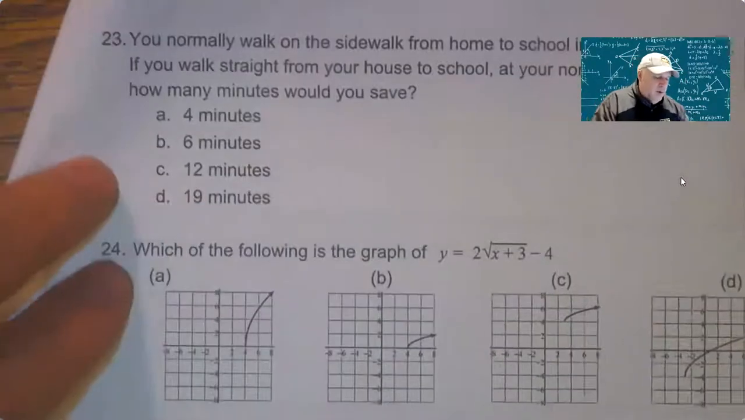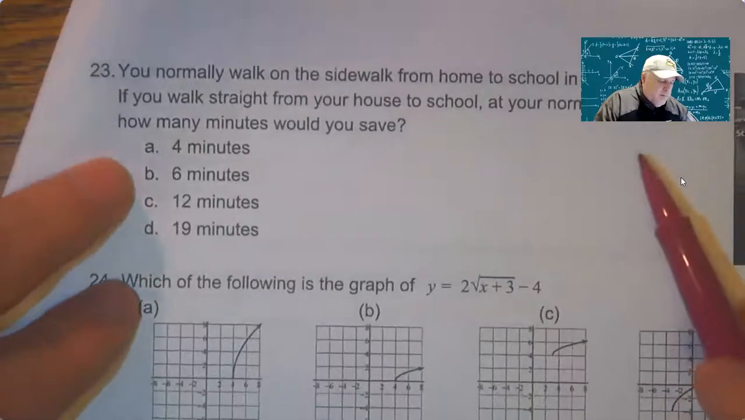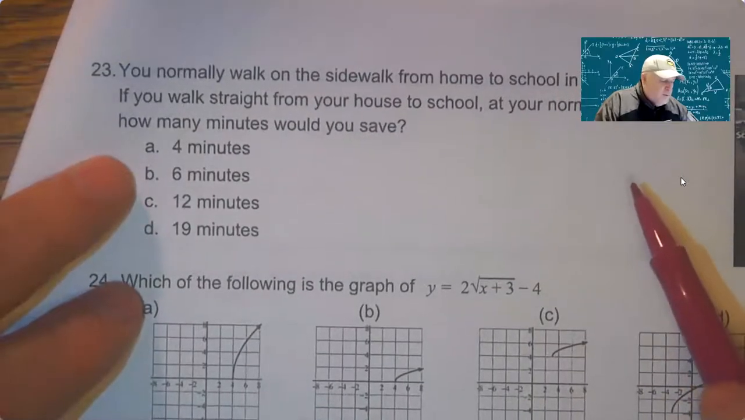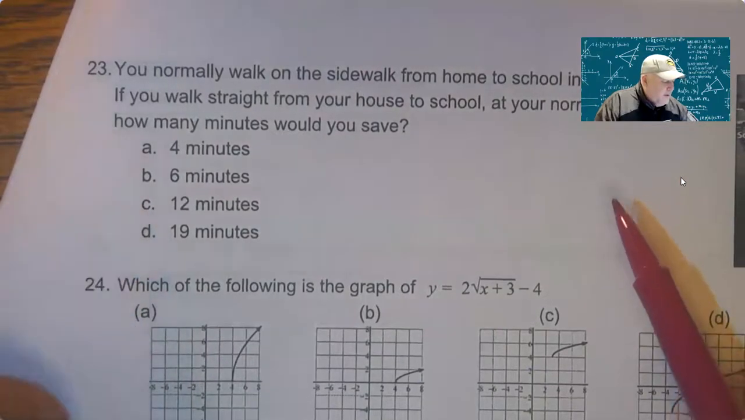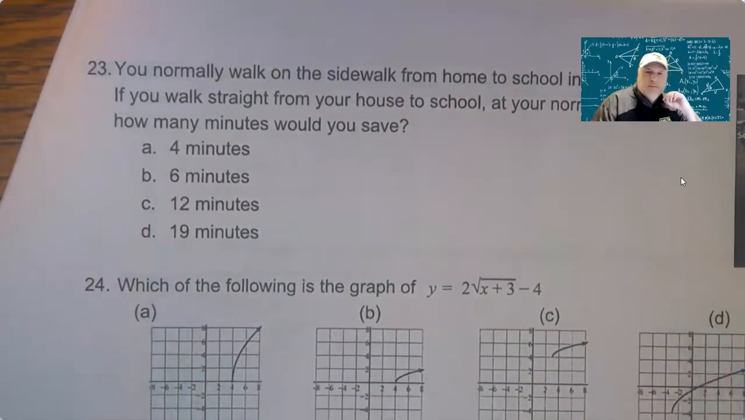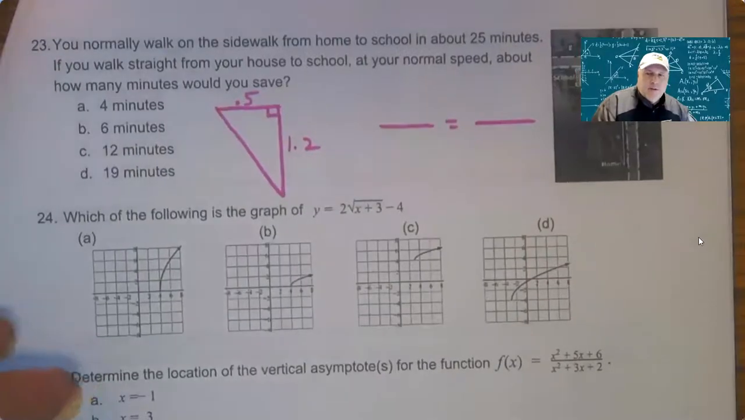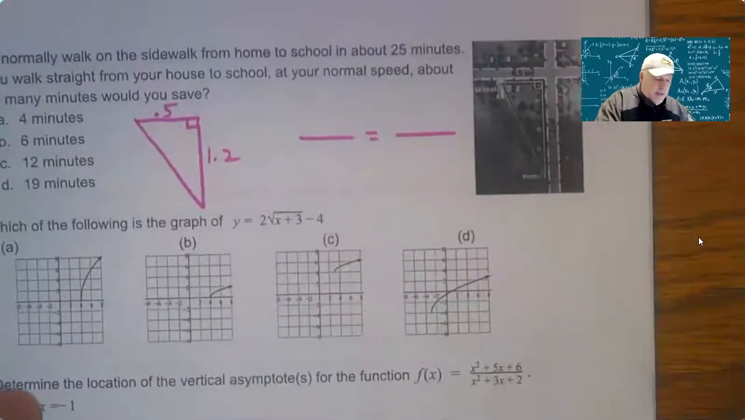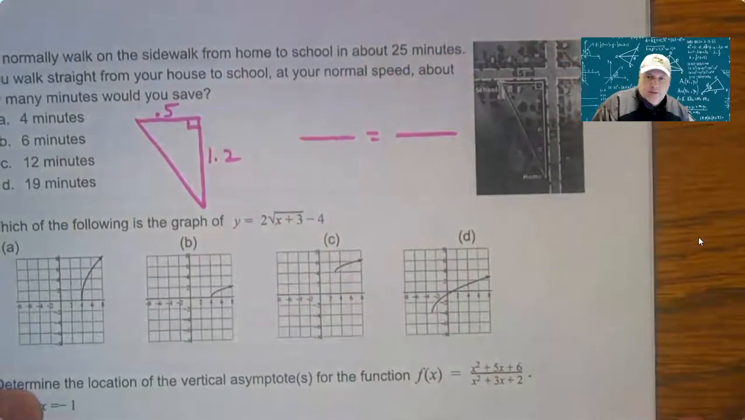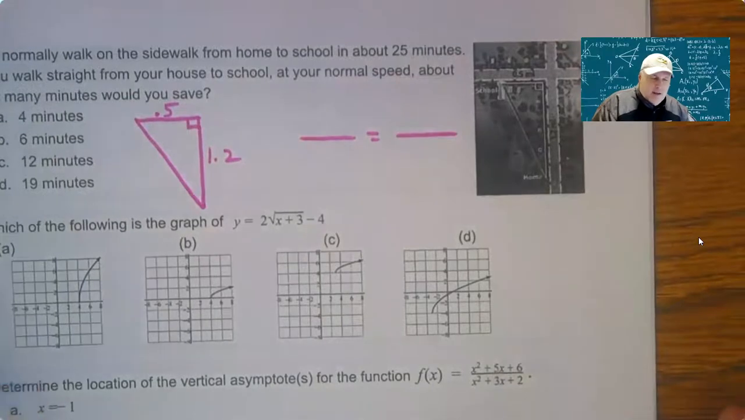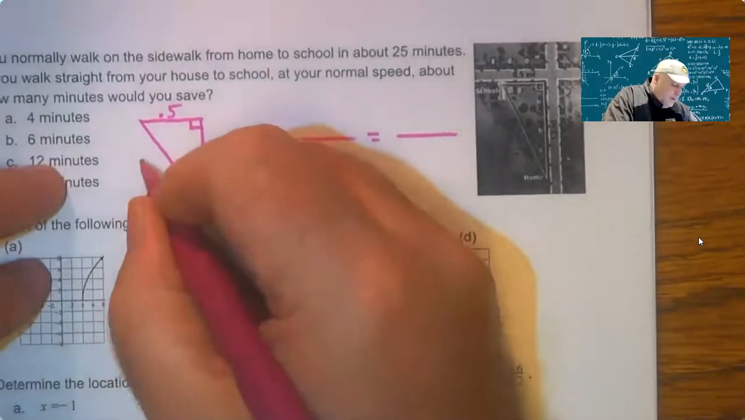You normally walk on the sidewalk from home to school in about 25 minutes. If you walk straight from your house to school at normal speed, about how many minutes would you save? The first thing we have to do from this diagram is figure out the as-the-bird-flies distance using the Pythagorean theorem, and that's going to be 1.3.